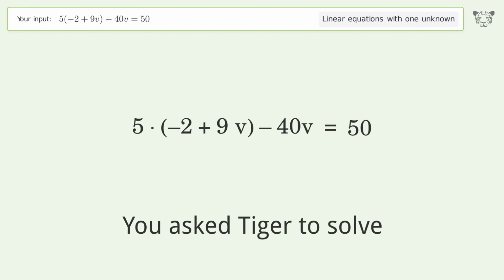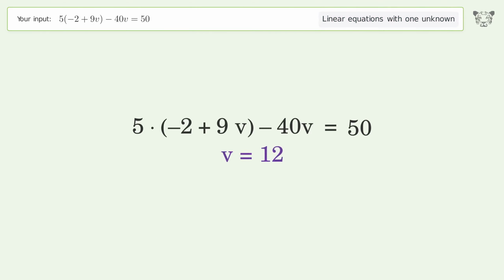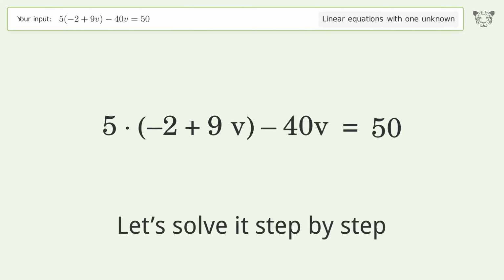You ask Tiger to solve. This deals with linear equations with one unknown. The final result is v equals 12. Let's solve it step by step.